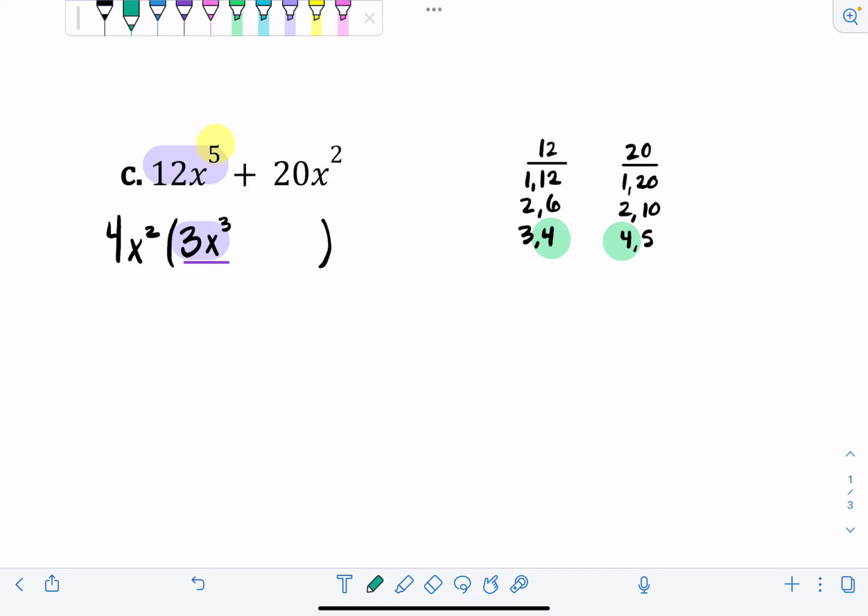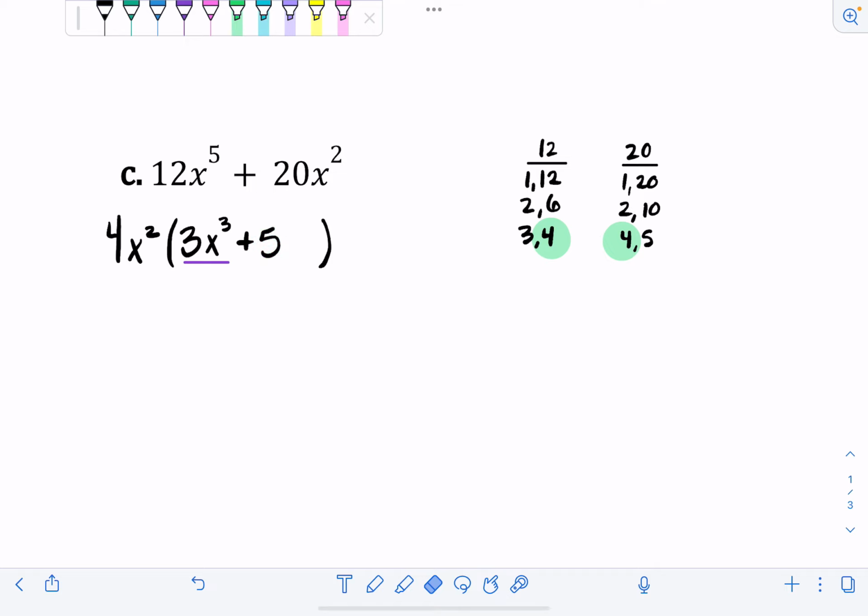Okay, and then the next part, 4x squared times what would have to go right here to bring me back to 20x squared? Well, I'd have to multiply the 4 by a positive 5 to change it into 20. But for the x, this is an x squared, and so is this, so I don't need to multiply any more x's because they already have the correct power. So it's just going to be a 5 in that place.